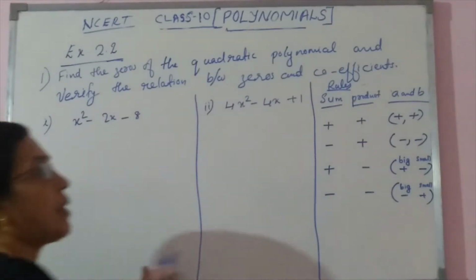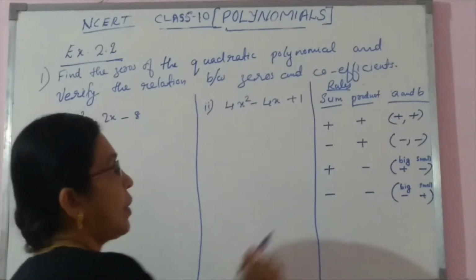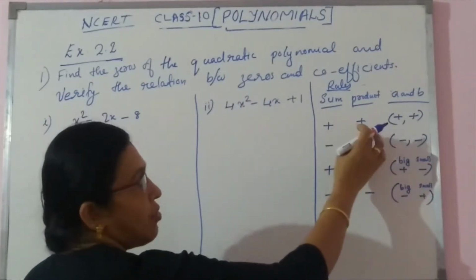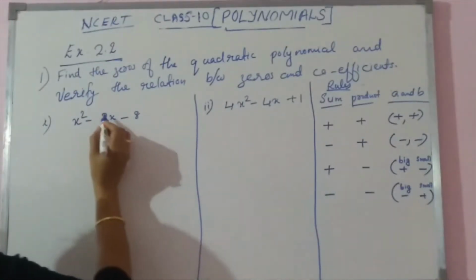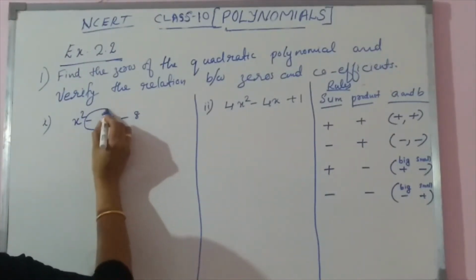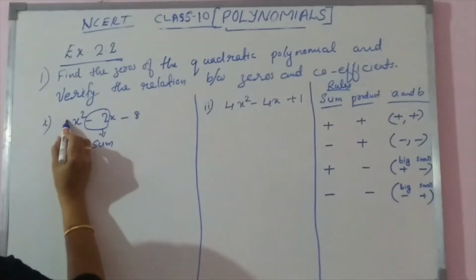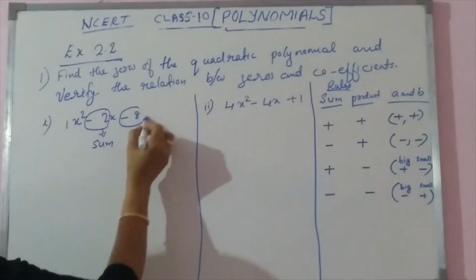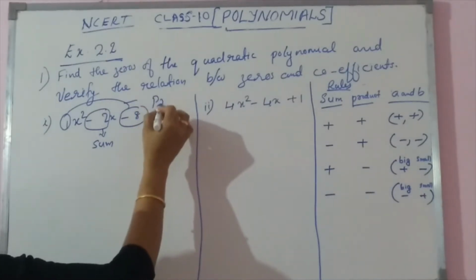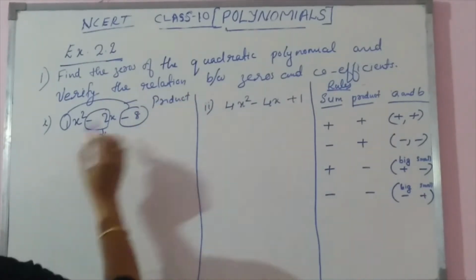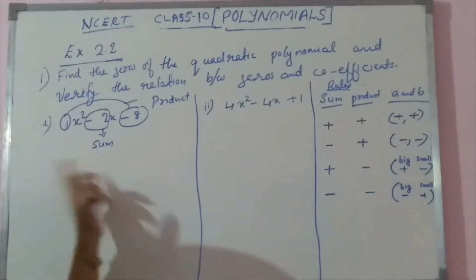Before going to splitting the middle term, I have written here some rules of signs for splitting the middle term. So you can go through. Sum and product will be there. You have to go through the signs of sum and product. Sum means the coefficient of x. And product is the coefficient of x square and the constant part. So these two we have to multiply, then we will get the product. Sum is the coefficient of x.